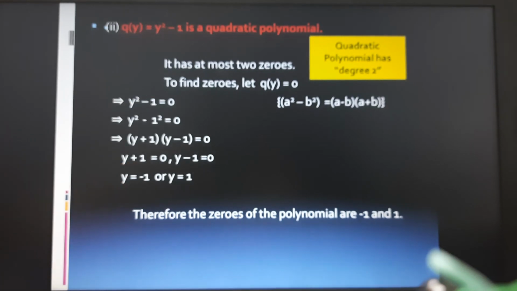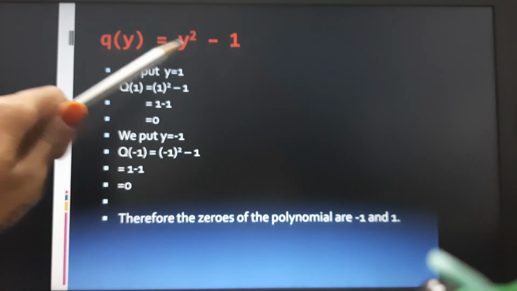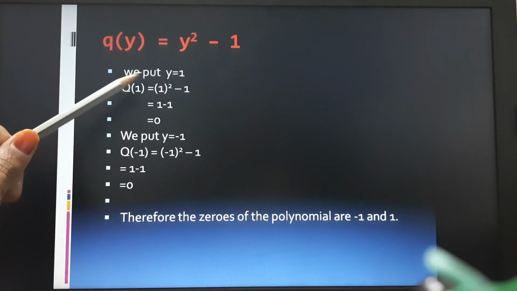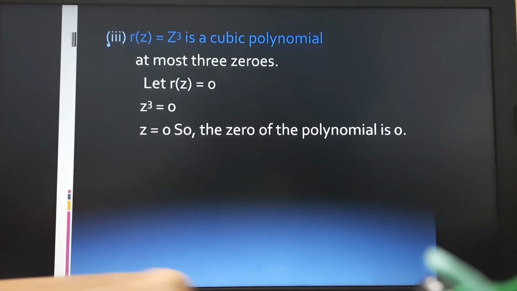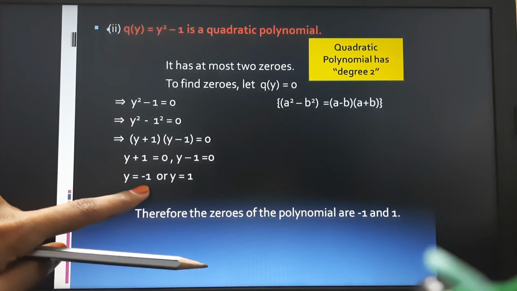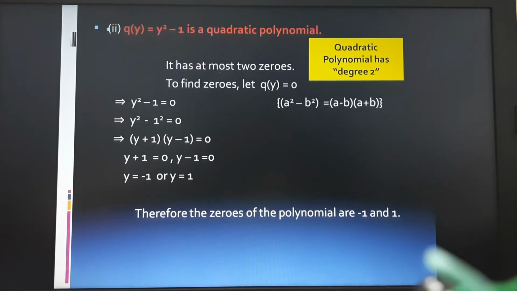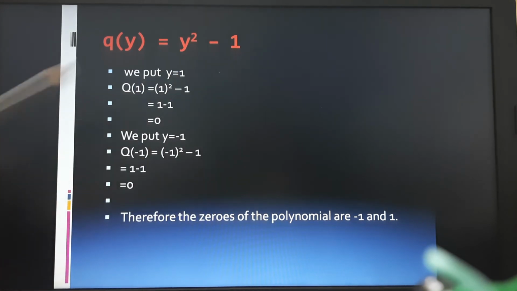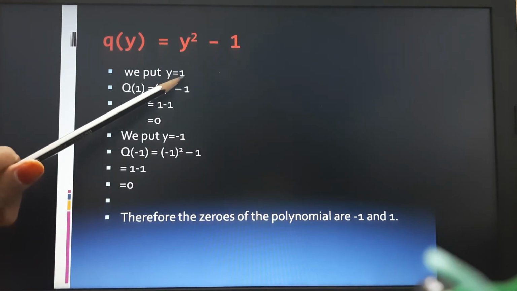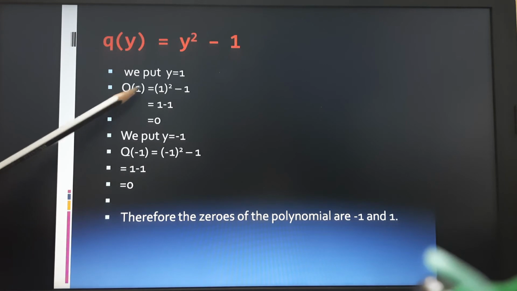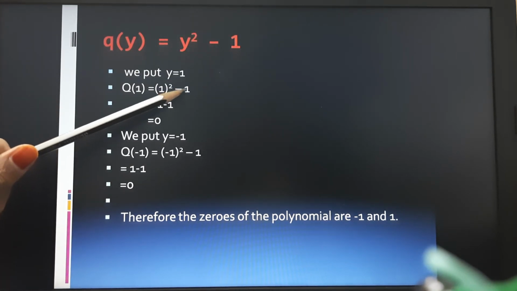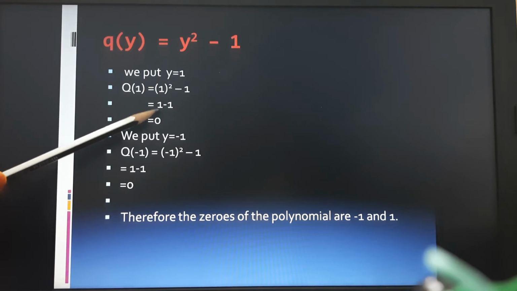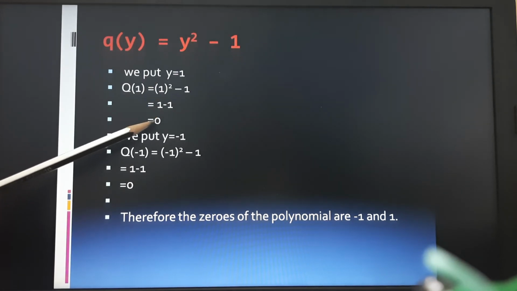Okay, so once again I am checking it. I am substituting these values. This is the polynomial y square minus 1, and we have got minus 1 and 1. I'll check it. First I am taking y is equal to 1. So q of 1 is equal to 1 square minus 1. 1 square is 1, and 1 minus 1 becomes 0.